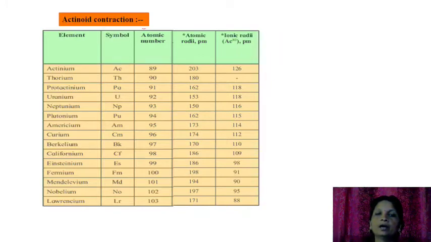Ionic radii will be 126 for actinium, for protactinium 118, uranium 118 pm, neptunium 116, plutonium 115, americium 114, curium 112, berkelium 110, californium 109, einsteinium 98, fermium 91, mendelevium 90, nobelium 95 and lawrencium 88. So ionic radii go on decreasing. This is called the actinoid contraction.